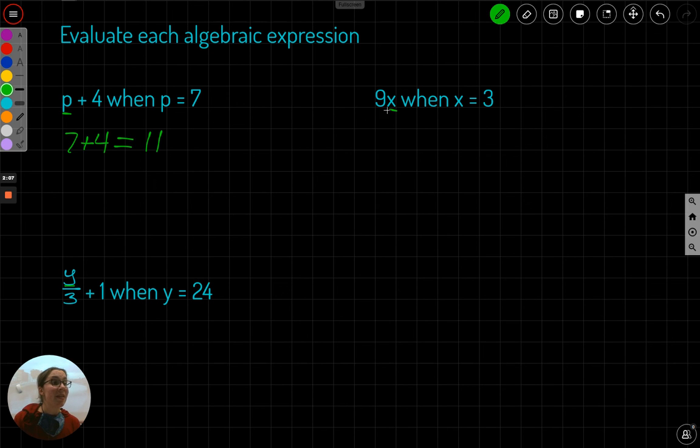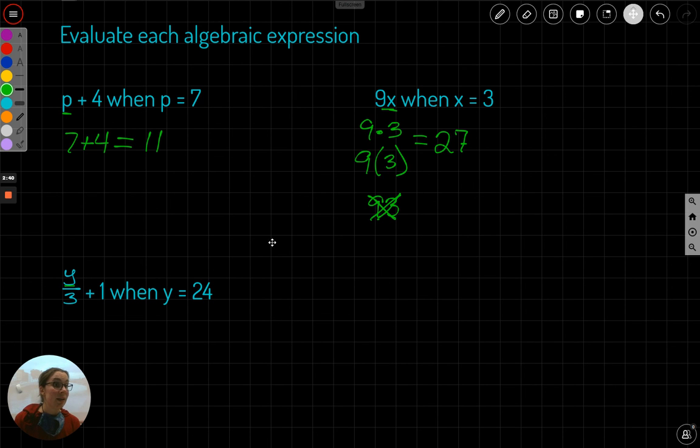9x. I know that this means to multiply when I've got a number and a letter smushed up against each other. That means to multiply. So I'm going to plug in the 3 for x. 9 times 3, which equals 27. I'm not just making it 93. That's not what that means. This means to multiply. Multiply, not just make a number.